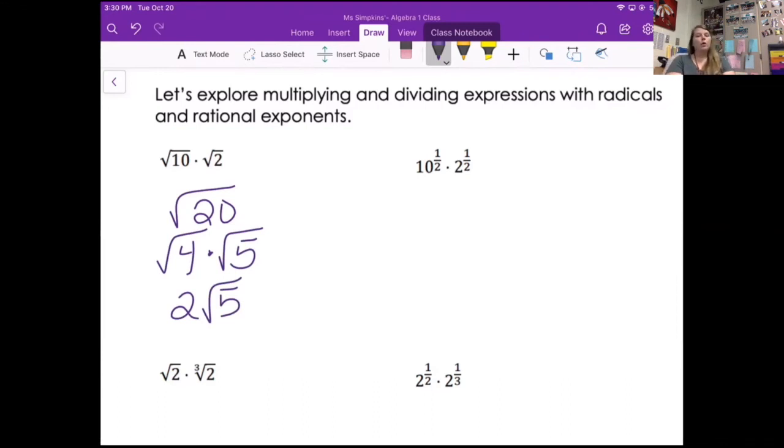And just like before, same thing for the one next to it. We would just write it with its exponent, which would be 2 and then 5 to the 1/2 power. Good so far. Okay.